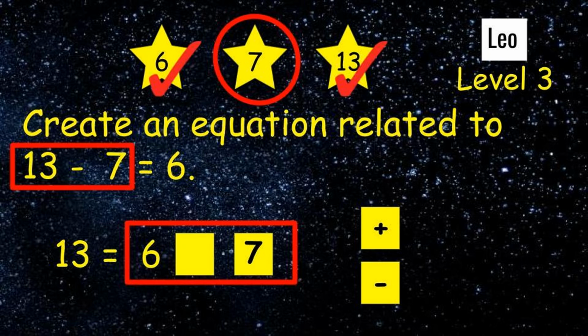Then we're left to decide whether we have the addition sign or the subtraction sign in the middle. Well, if we try to subtract 6 minus 7, we get a negative number because we didn't start with our largest number, which is 7. So therefore, we know that we have to add the 2 numbers together. 6 plus 7 equals 13.